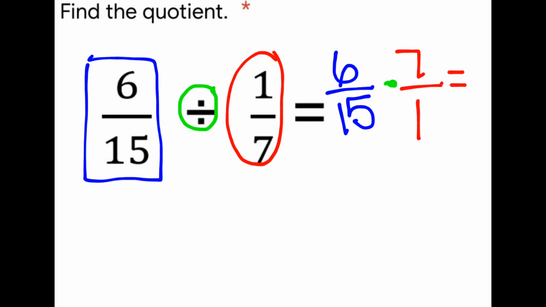Remember, your denominator always stays the same. Don't forget, you might have to simplify. When you simplify, your whole number will stay the same.